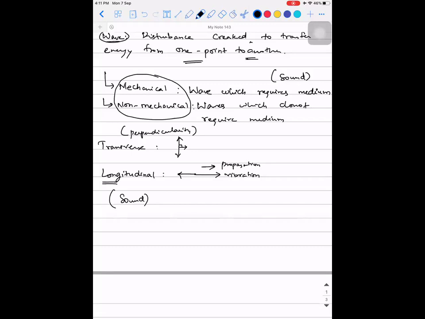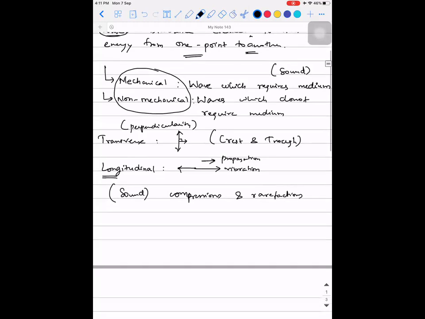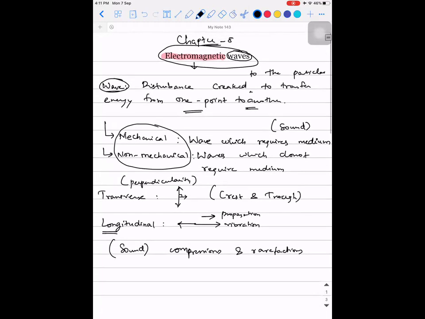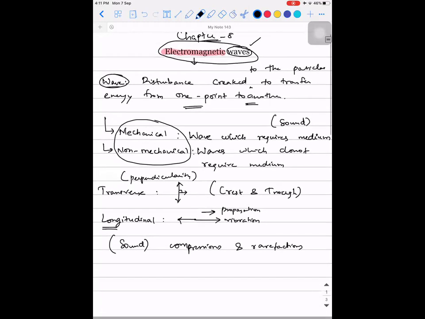They travel in the form of compression and rarefaction. That's right, compressions and rarefactions. Similarly, a transverse wave will travel in the form of crest and trough. I hope you guys know this already, right? So these are all the basics of waves which you would have learned last year.